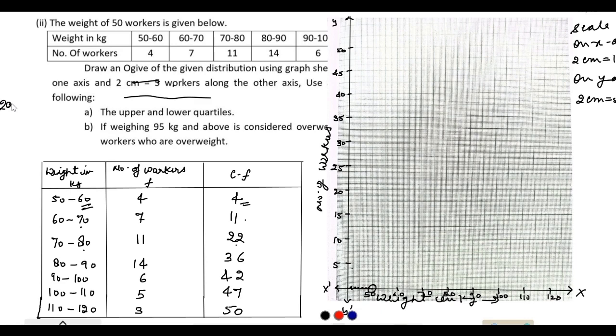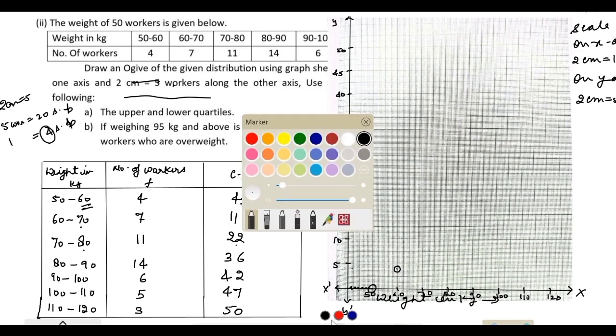On y-axis 2 cm is equal to 5 workers. It means 2 cm means 20 small parts. 5 workers is equal to 20 small parts. So 1 worker is equal to 4 small parts. And we have to show 4. It means 4 into 4, 16 small parts will be equal to 4. You have to count 16. This is 10, this is 5 and then 16. If you show it on your graph, you will be able to show it more clearly. This is our first point.